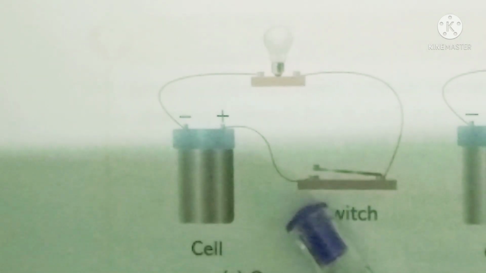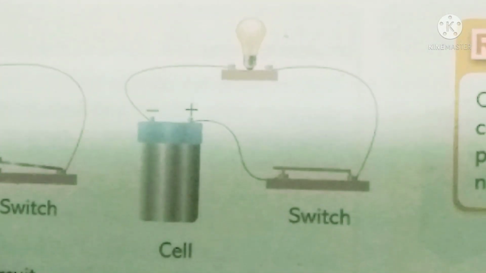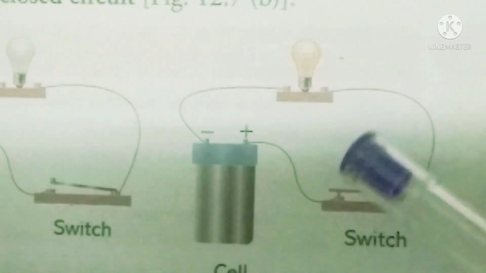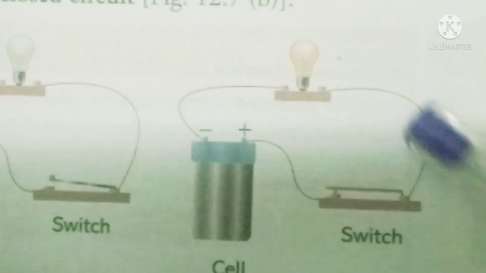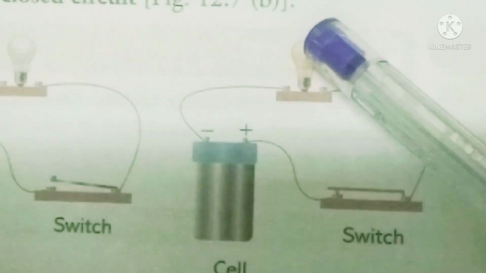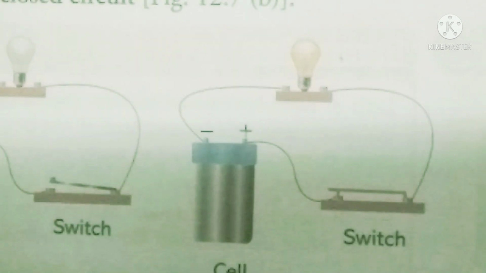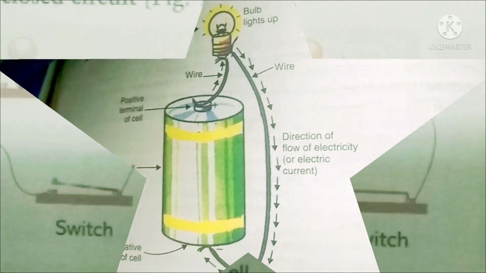But when you press it, when this switch is touching this point, what happens? The bulb will glow. See here. Here the switch is on now. So it is a closed circuit, and there will be flow of electricity, and then the bulb starts glowing. Okay. The current in an electric circuit always flows from the positive terminal to the negative terminal. You need to remember that.